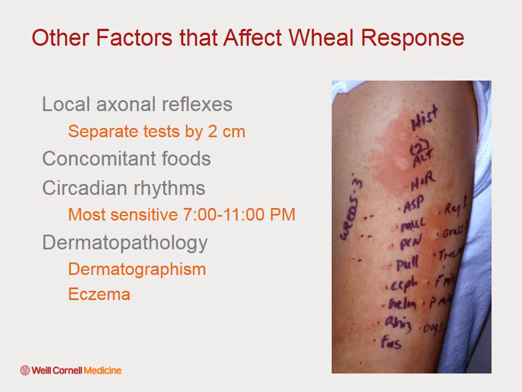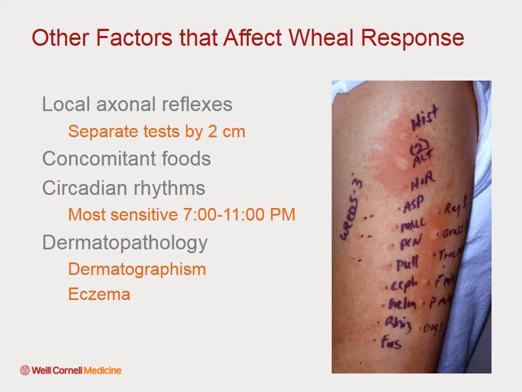I see that often with very acidic foods, such as smoothies or orange juice or tomato-based products. That can actually increase the wheal response, and I've also seen that increase the reaction after a subcutaneous immunotherapy injection. The circadian rhythm can also be important. The most sensitivity of the skin is later on in the evening, actually.